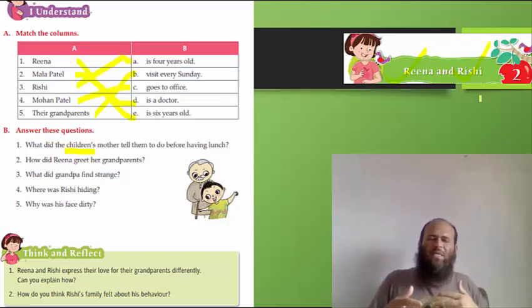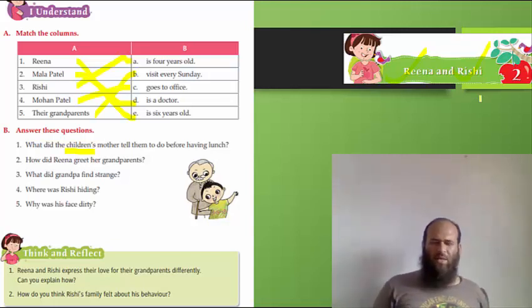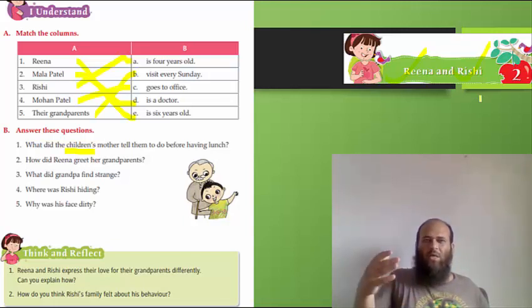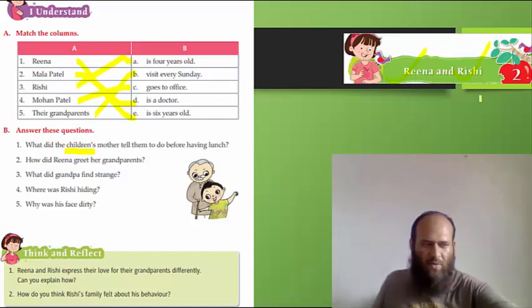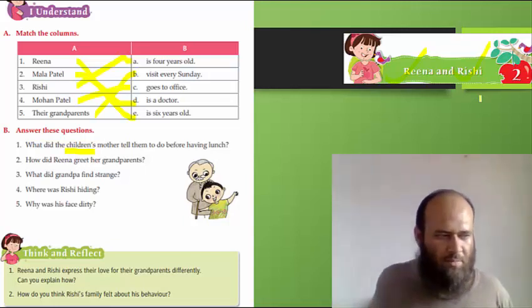So after this, now let us think. Let us think a little about our family. Reena and Rishi express their love for their grandparents differently. Can you tell how it was different? How was Reena's love different from Rishi's love for their grandparents?